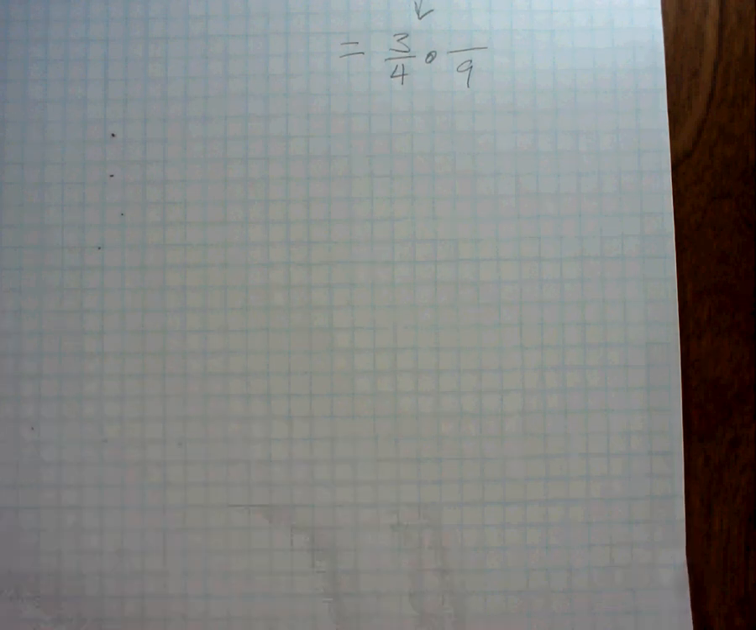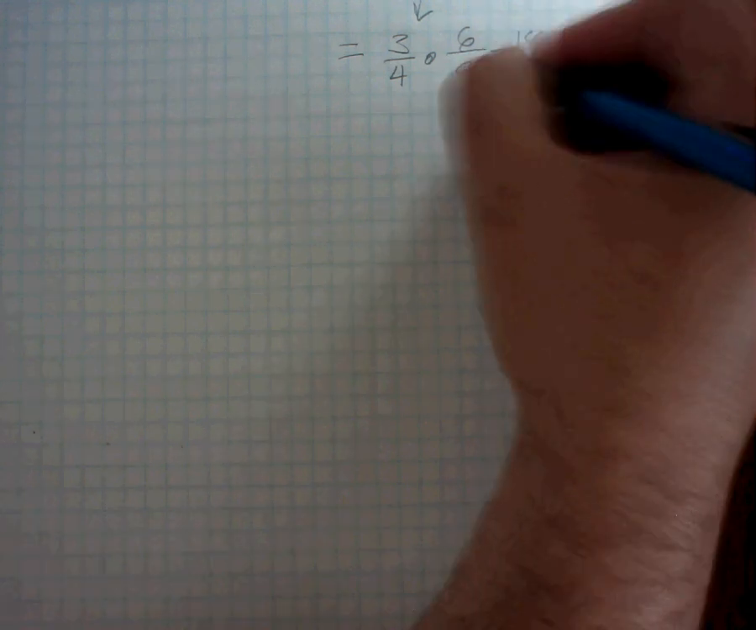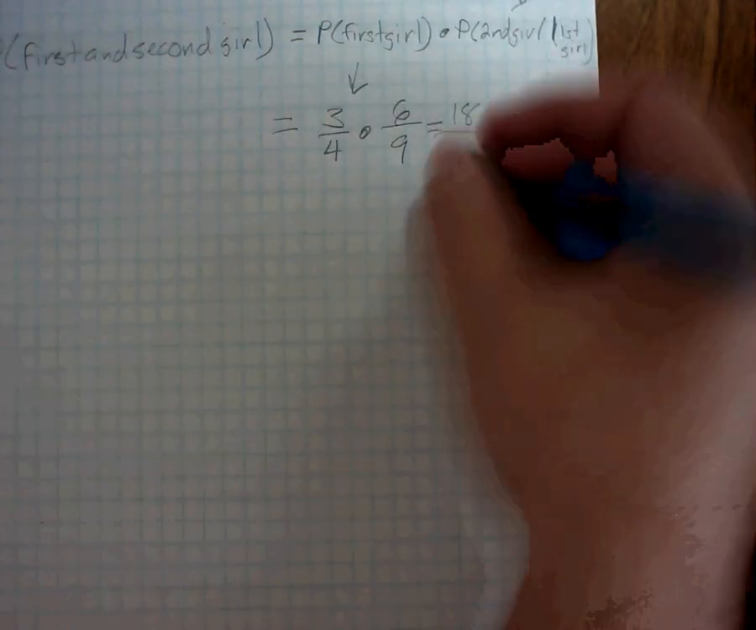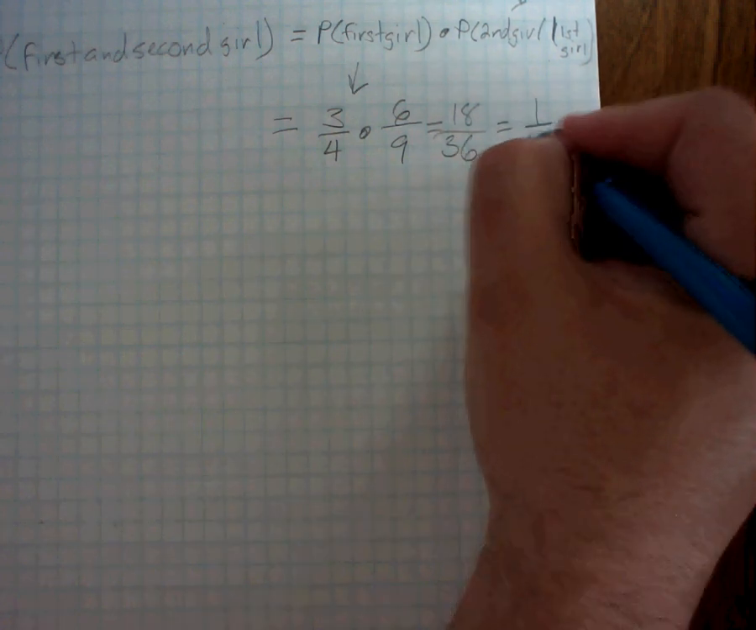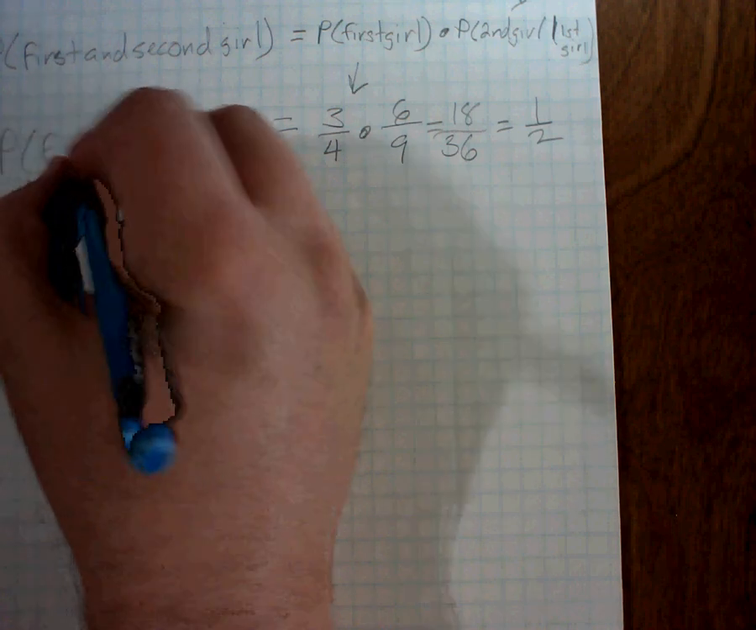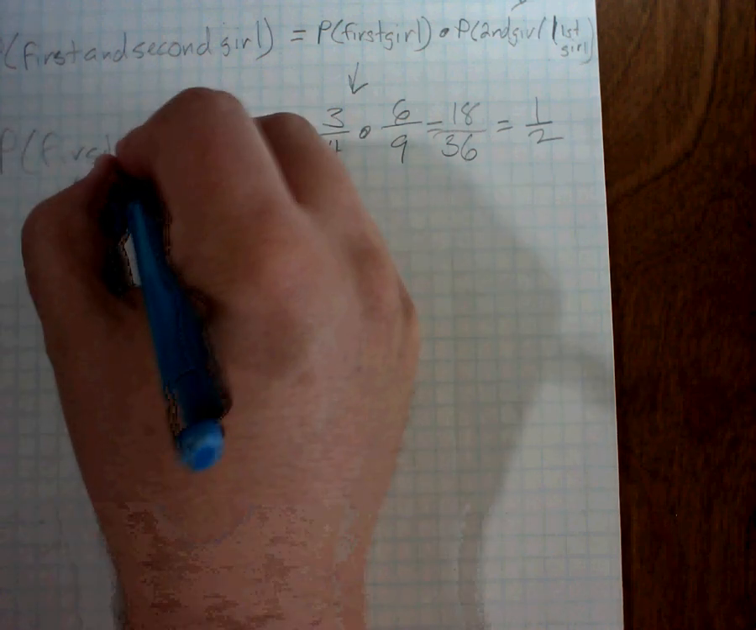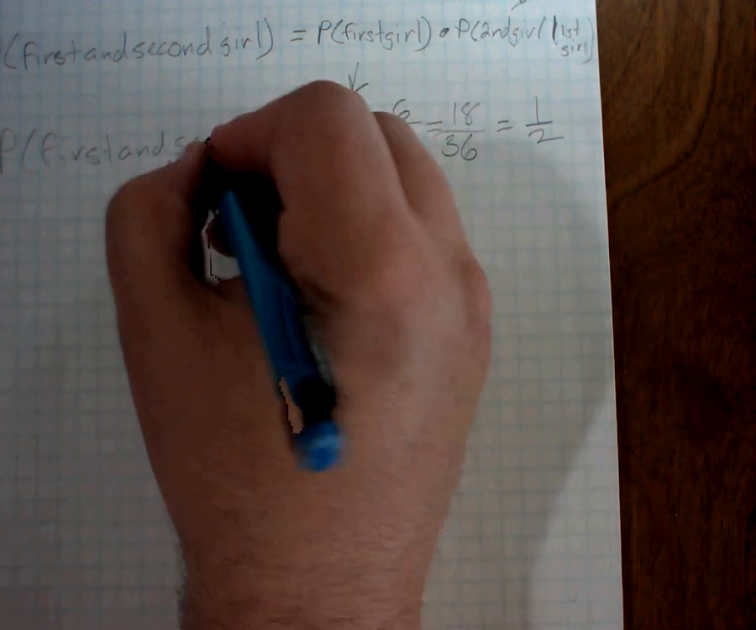Well, anyways, it's 6 out of 9. So then when you multiply this out, you're going to get 18 over 36, which reduces down to 1/2. Now, what we've done is we've determined the probability of the first and the second person that you're choosing being a girl should be 1/2.